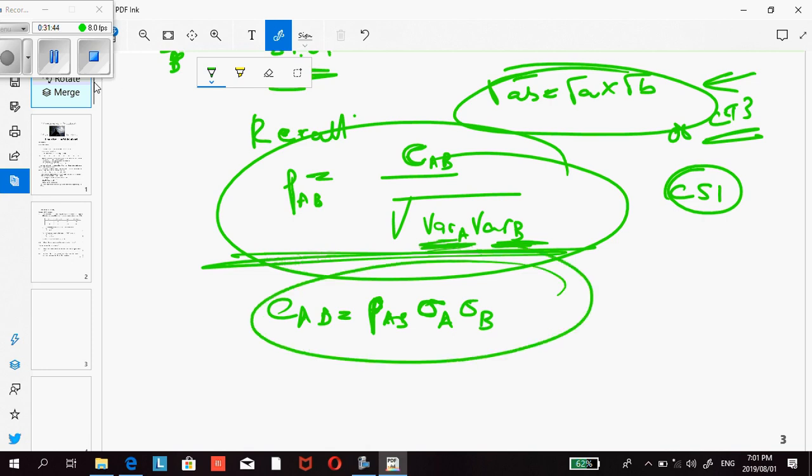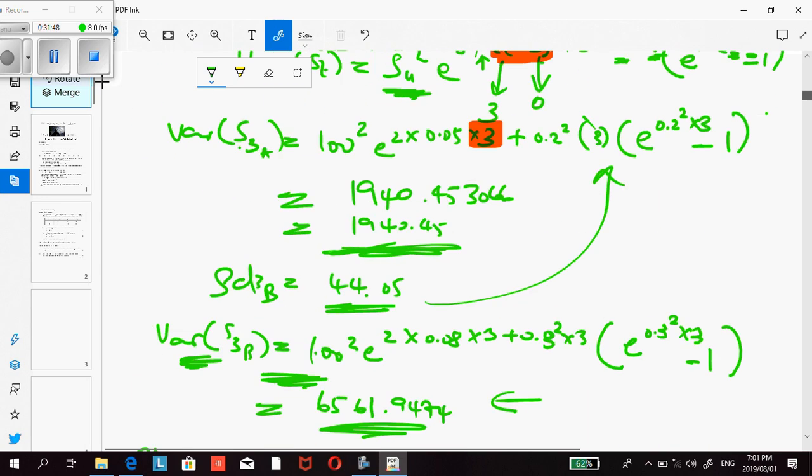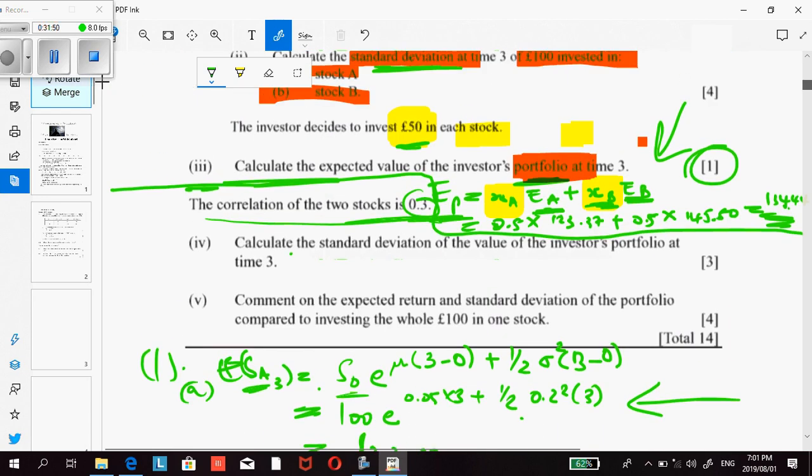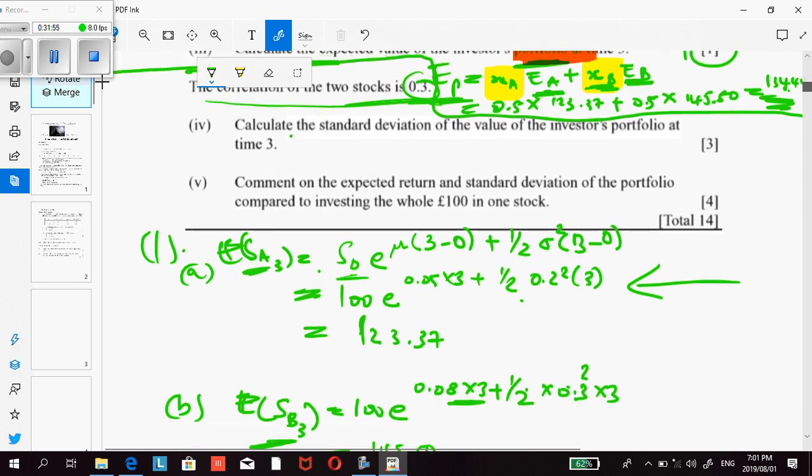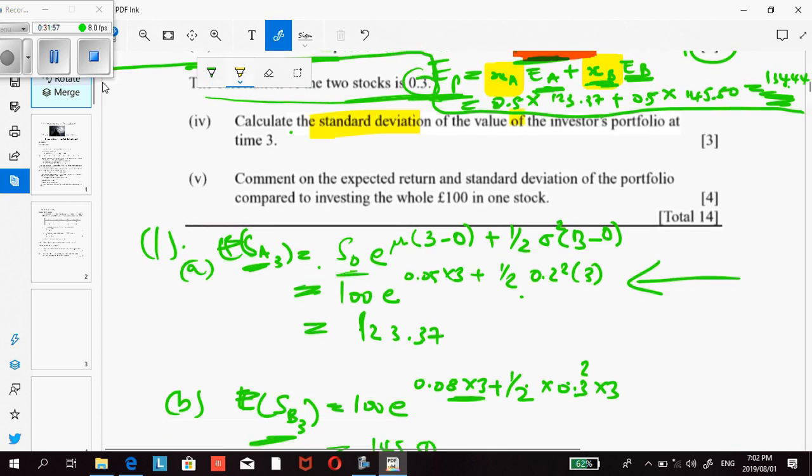Now, why am I doing this? You will see why. Because now I'm given the correlation and the examiners are asking me to calculate the standard deviation. This is portfolio theory. It is not part of the section covered in your log normal model, but for some reason the examiner incorporated it here, but you don't have to worry. They say calculate the standard deviation.